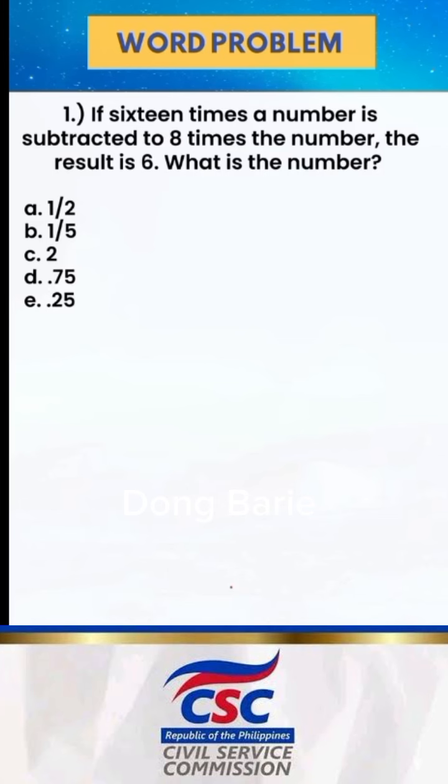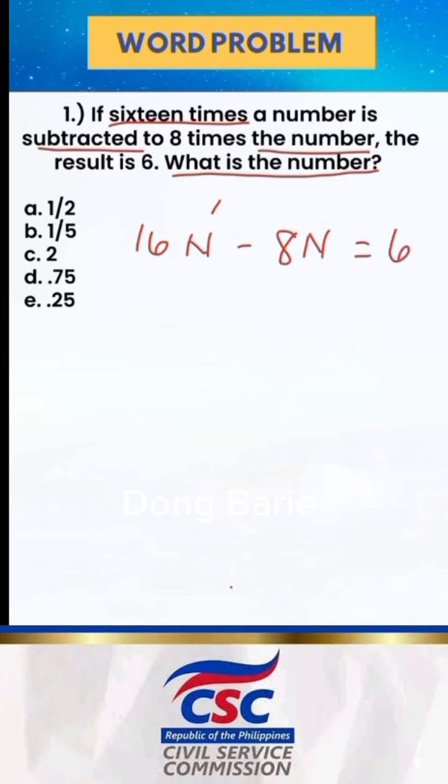Okay, so sabi nga dito, if 16 times a number. Ang hinahanap po dito, itong number. What is a number? So pag mga ganitong problem, i-analyze po natin at ilagay po natin into equation. So sabi nga 16 times a number. Let n para doon sa number is subtracted to 8 times the number. Yung number natin, let n ulit para doon sa number. The result is 6. So, ito na po agad yung equation natin for this problem.